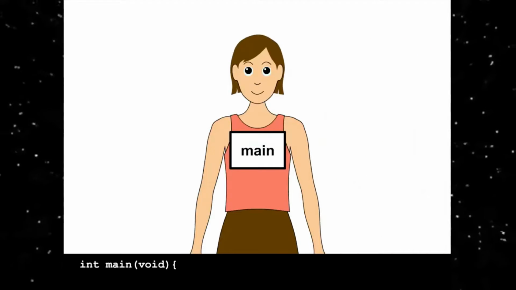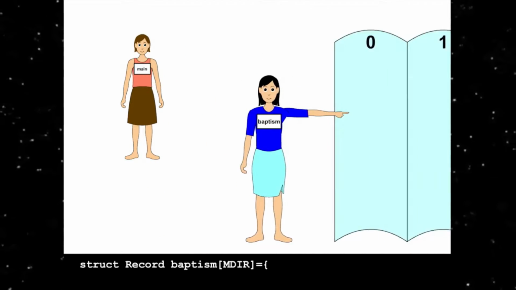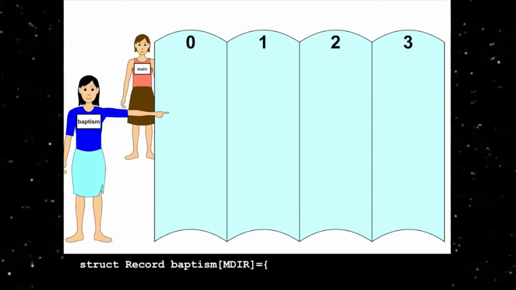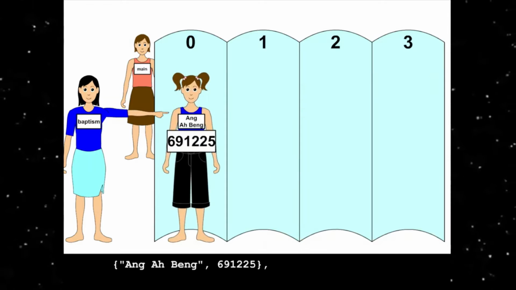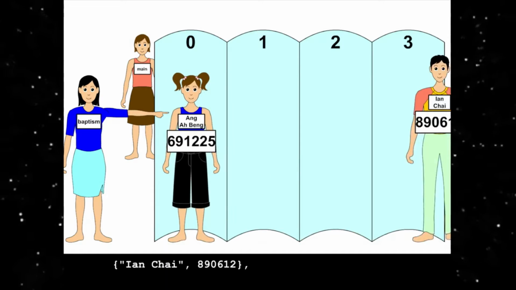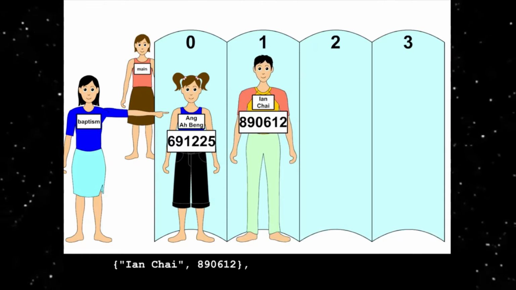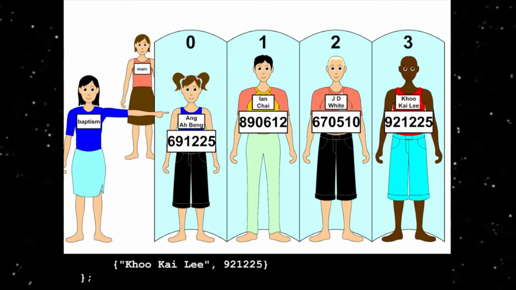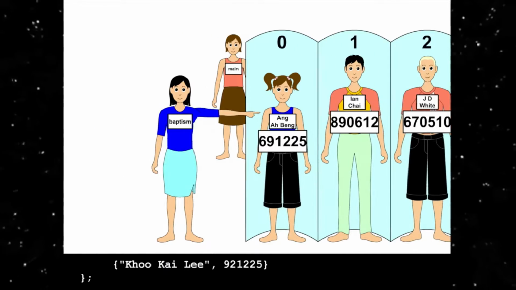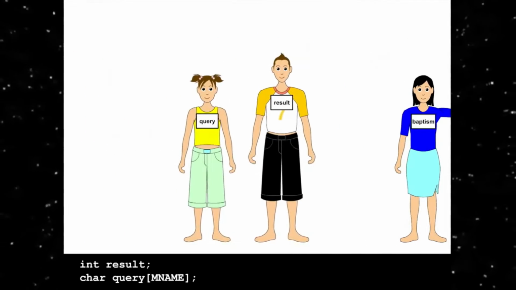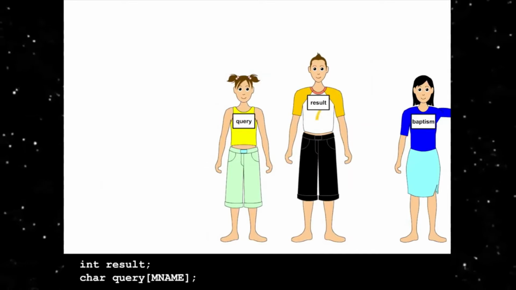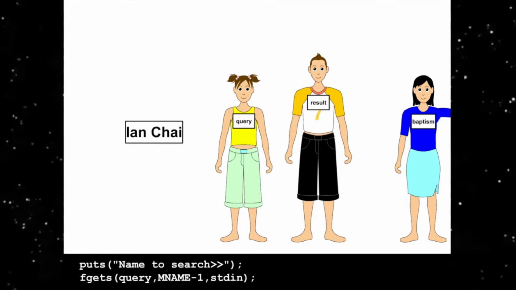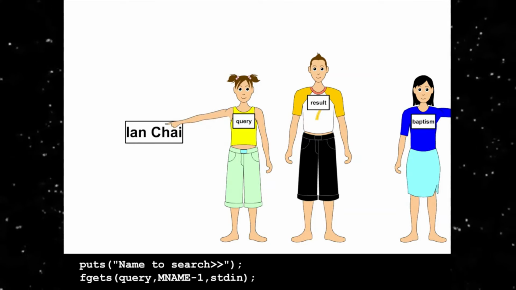We start with our main function. This is the array baptism for our binary search demo. There are 4 records in our array. They are Ang Ah Beng, baptized in 69, Ian Chai, baptized in 89, J.D. White, baptized in 67, and Koo Kai Lee, baptized in 92. We now declare result as an integer variable and query as a character string. Suppose the user now types Ian Chai for the name to search. This is stored in query.